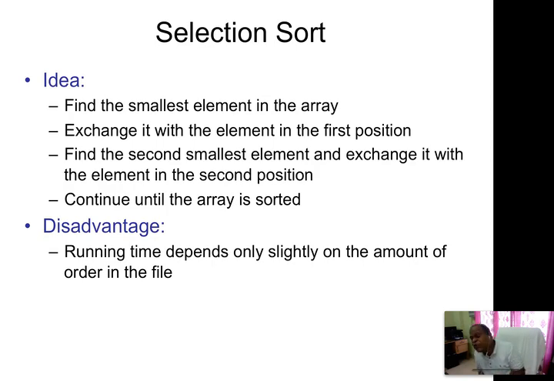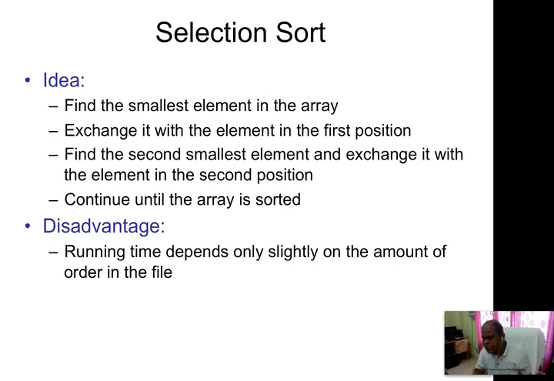Hence, in selection sort, what is the idea? Find the smallest element in the array, exchange it with the element in the first position. And before that, there will be no exchange. In bubble sort, we keep exchanging while finding the smallest element and placing it in the first position. But here, we will find where the smallest element is, but no exchange will be done, and at last, the exchange will be done with the first position.